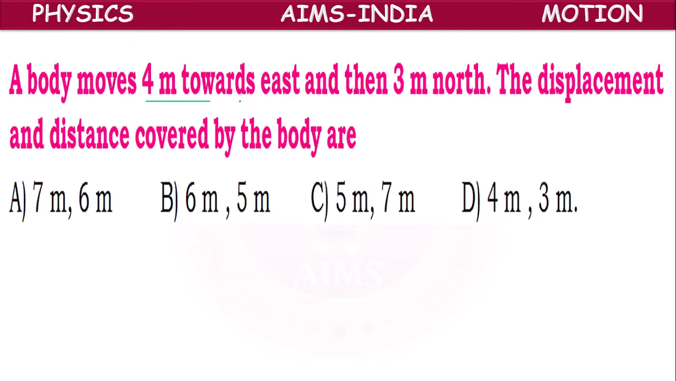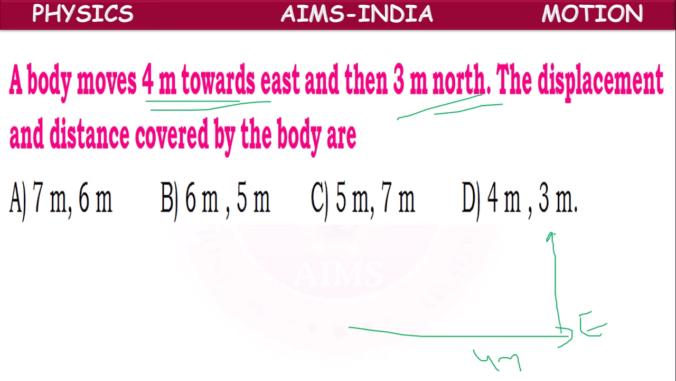Next one, a body moves 4 meters towards east. From there it moves 3 meters towards north. The displacement and distance covered by the body are.